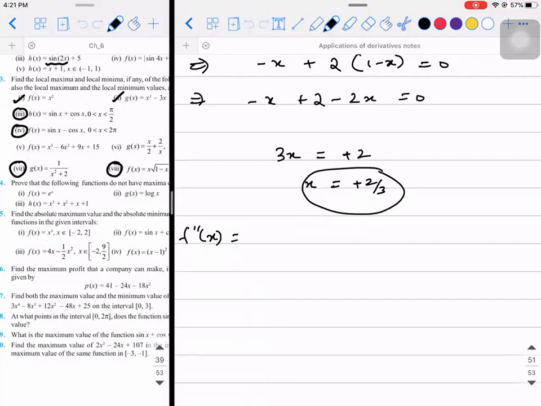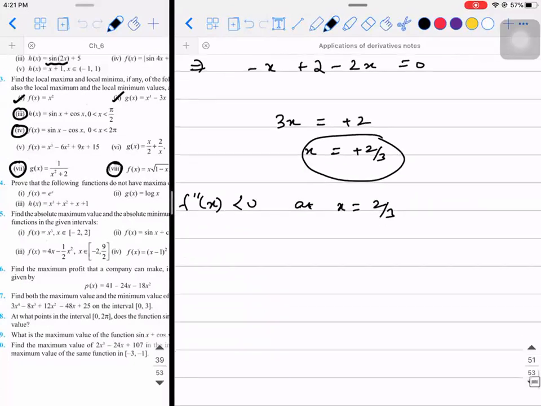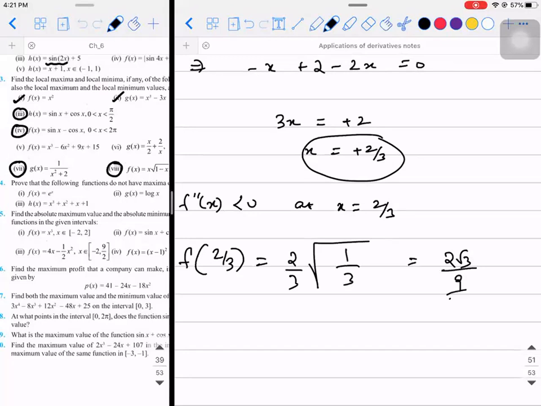So f double dash of x. I hope everybody is getting less than 0 at x is equal to 2 by 3. And f of 2 by 3 will be equal to 2 by 3 into root of 1 by 3. Correct? You can rationalize it and write it as 2 root 3 by 9. So don't leave the root 3 in the denominator. Or you can write it as 2 by 3 root 3 also. Nothing wrong, both are the same.